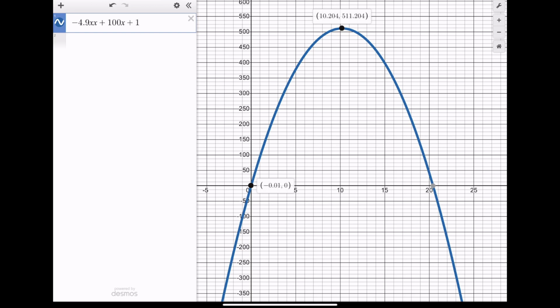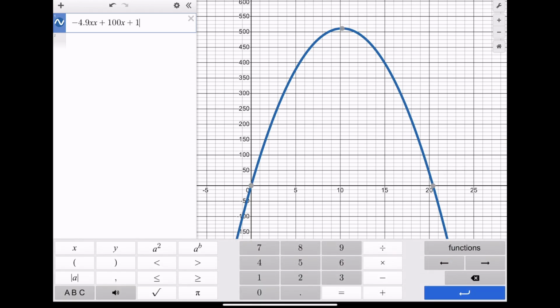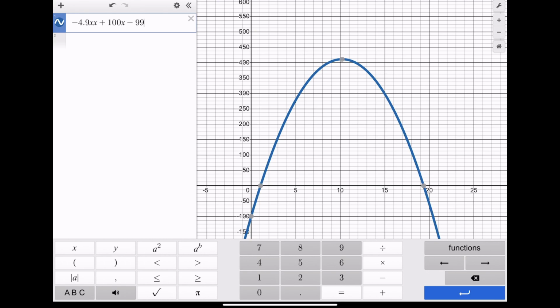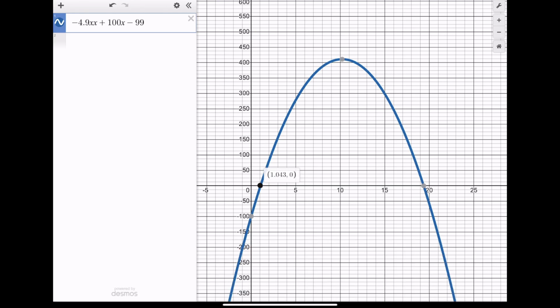And that's pretty much 0, 0. And that's about 20.418. So, well, I forgot to subtract. Okay. So if I put in 1.043, that is, when I put the x value into that function, I get a height of 0.